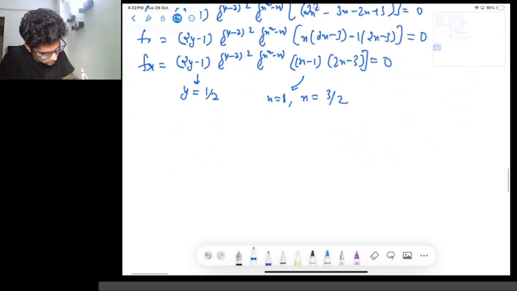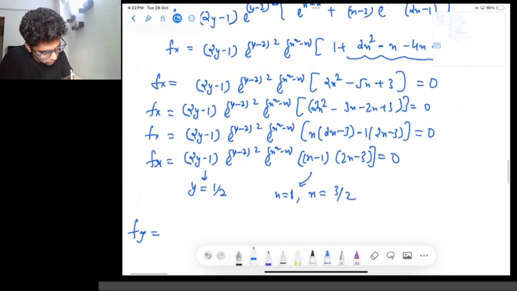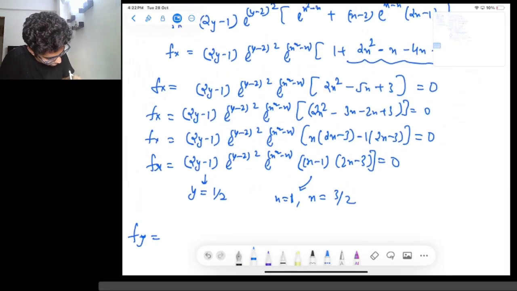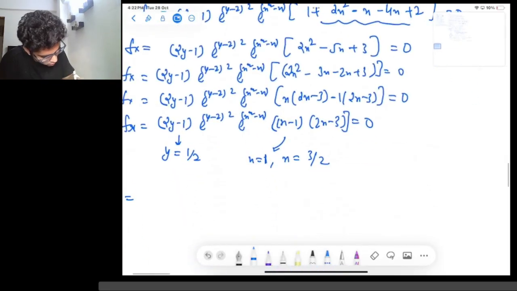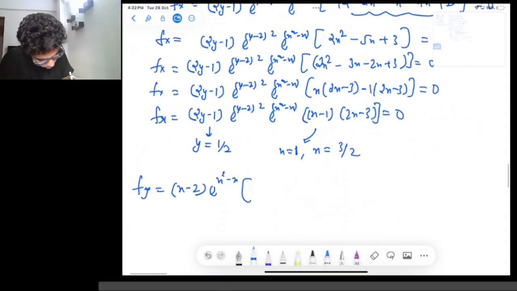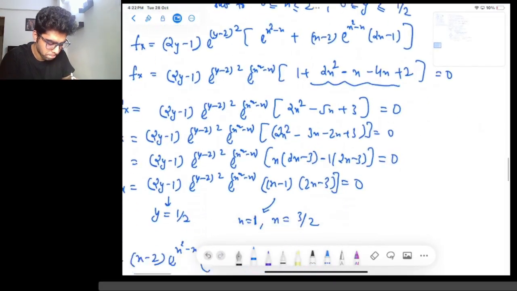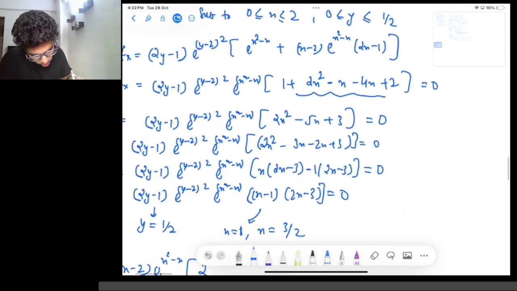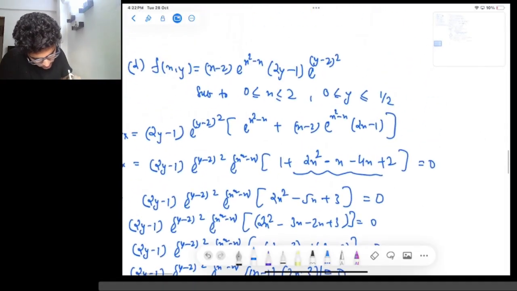So I can say the 2 points that I have, or let me just find f of y term first, and then I'll say the amount of points that I can make from all of these. So f of y gives me, if I just find the f of y, now all of the terms containing x will be written first. So this will be x minus 2 e x square minus x, and then I'll just differentiate this. So 2y minus 1 gives me 2, and this gives me e^(y minus 2) whole square.